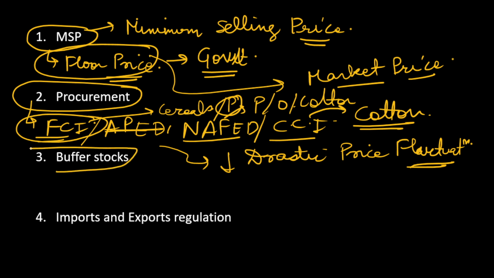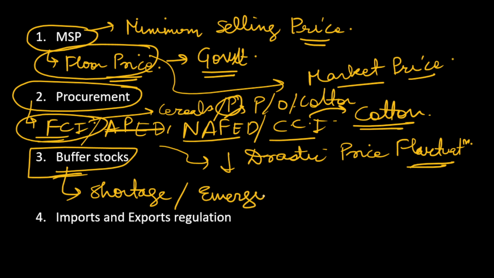Next we have buffer stocks. So what happens here? Government maintains a certain amount of buffer stocks to stabilize price variances during shortage or emergency. This buffer stock is used during shortage or during emergency.